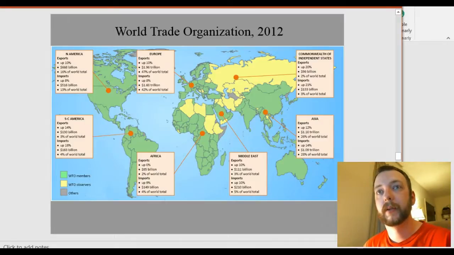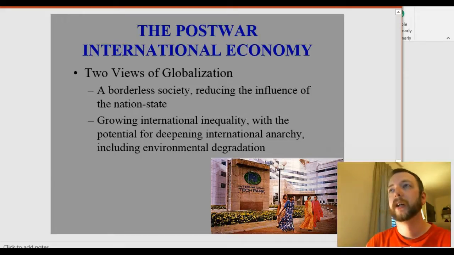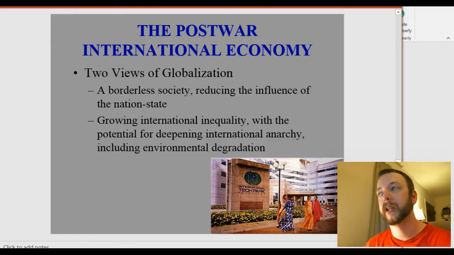So in this era of globalization, we want to look at two broad views of globalization, and here they are. On the one hand, we have this view that says that globalization leads to a borderless society that reduces the influence of the nation states. When we're talking about nation states, that means the countries. It reduces the influence of countries in general. For example, Great Britain isn't as powerful without trading, because the trade is what makes them prosperous. So this new borderless society reduces their influence as a nation, the nation of Great Britain.